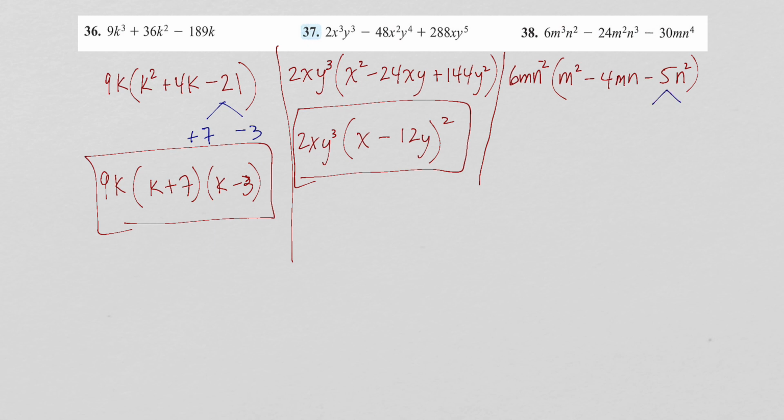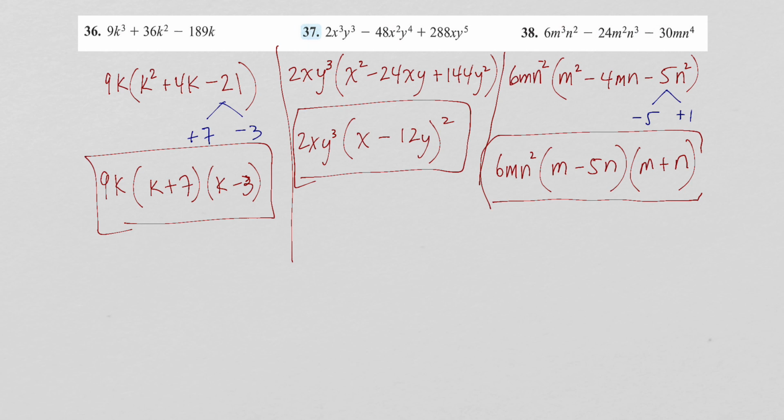Now, I don't have a leading coefficient, so I don't need to use slide, divide, slide. I'm just looking for factors of negative 5 that give me a difference of 4. So negative 5 and positive 1. So I'm basically done. I have 6mn squared times m minus 5n. I have to put the n there because we need to get to an n squared. And then I have m plus 1n, but we don't put 1, we just put n like that. This is our 1n, and this is our negative 5n.